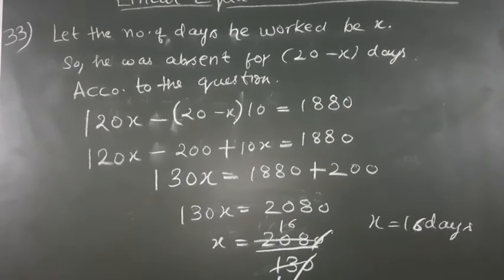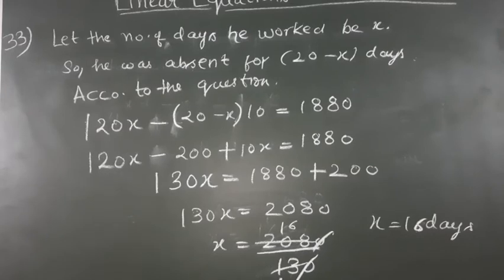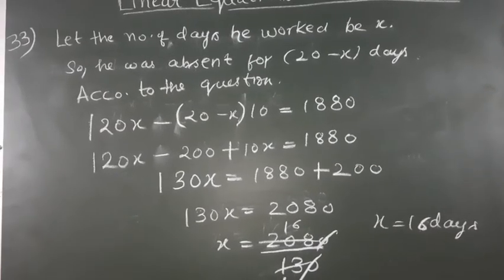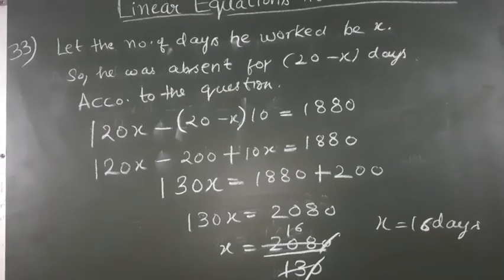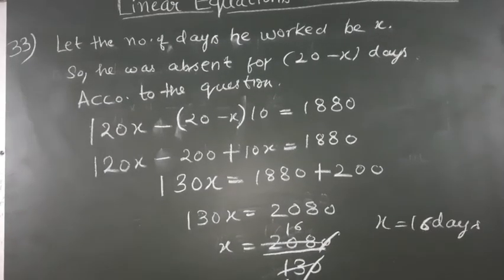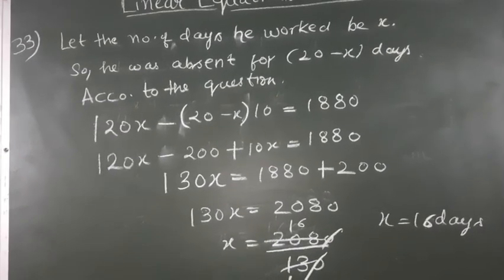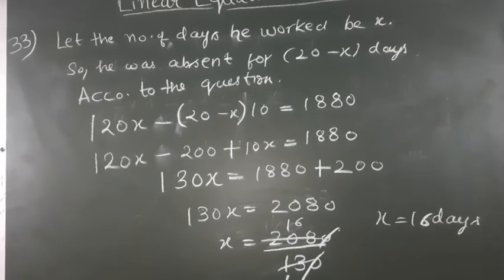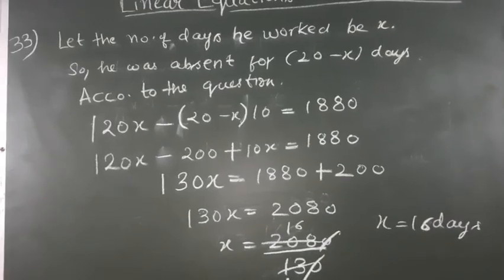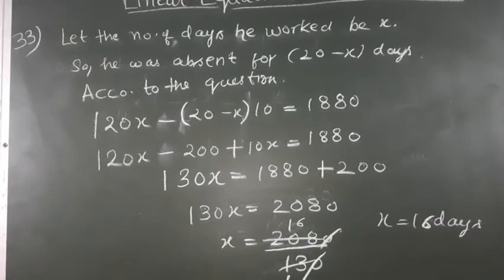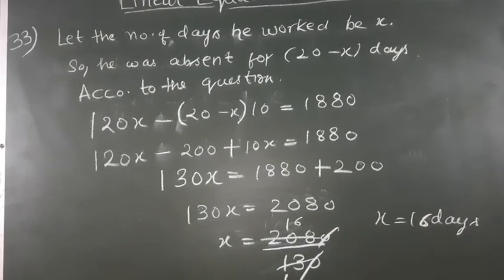Now within bracket minus 20 multiplied by 10 will be minus 200. Now minus minus will be plus. Two negatives will make it positive. So here it is plus 10x. Now 120x plus 10x will be 130x. Now this minus 200, once it goes to the right hand side, it will become plus 200, right? So now it will be 130x is equal to 2080.